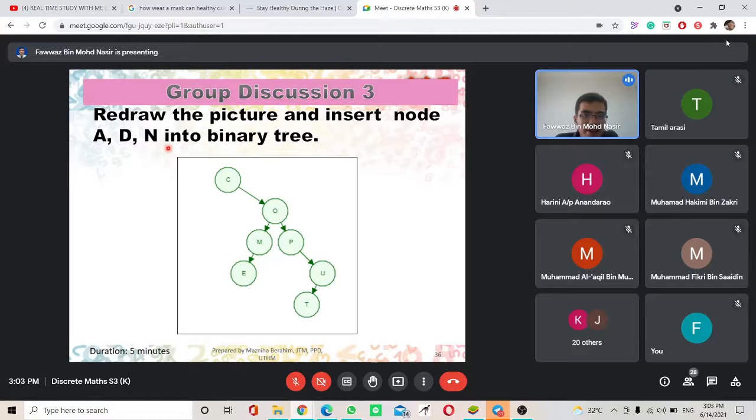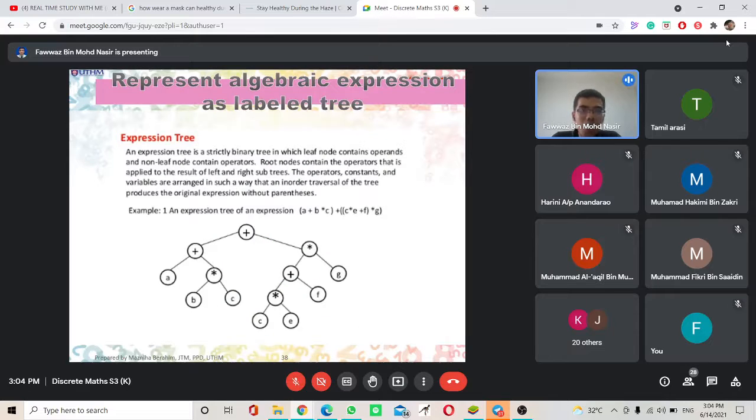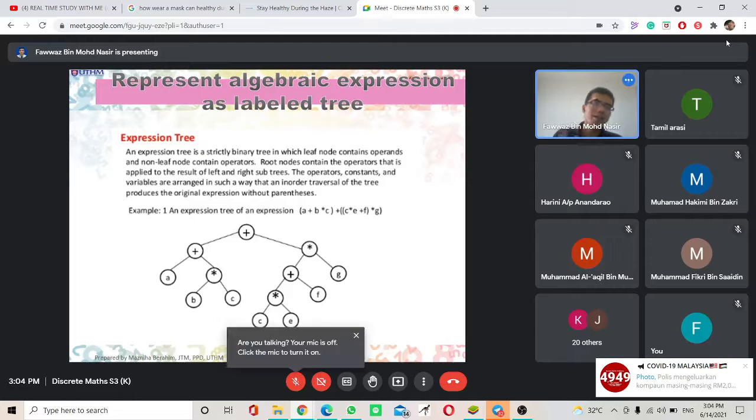Sama juga N. Kita just compare with all the nodes, then kita position there at the appropriate position. So you should get this binary search tree. Kemudian untuk represent algebraic expression, macam mana kita nak guna binary search tree untuk represent algebraic expression?